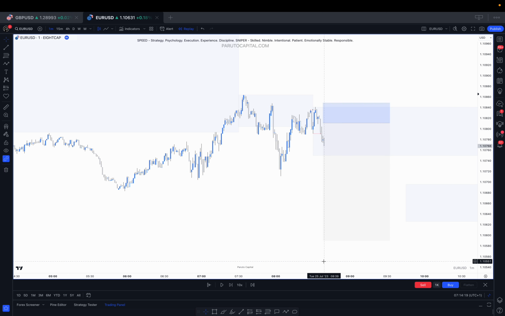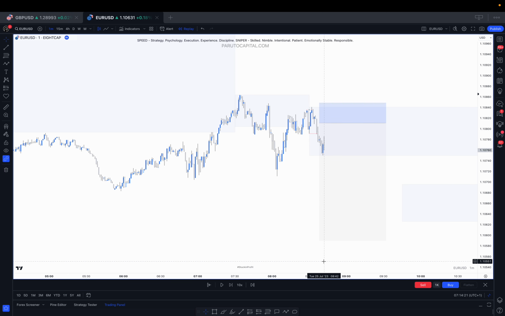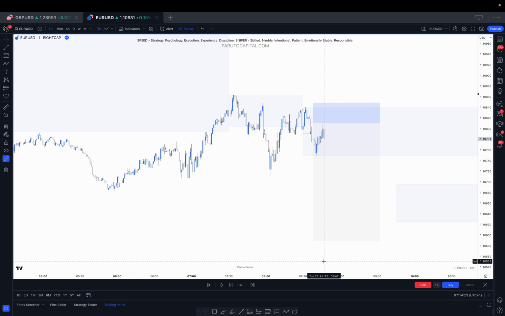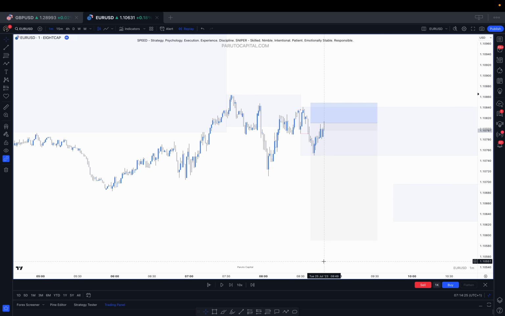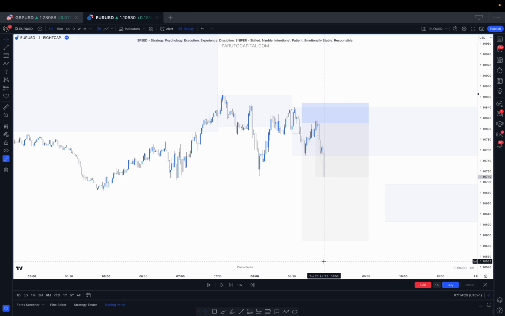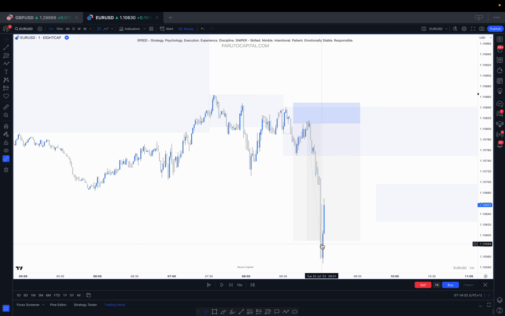I wasn't tagged in, and then after a while, price returned. Yep, tapped me in, and that was it, 8:49. And then almost immediately price started dropping. Okay, and that was it. So price dropped essentially. So this was the trade idea, sincerely. Nothing more, nothing less.